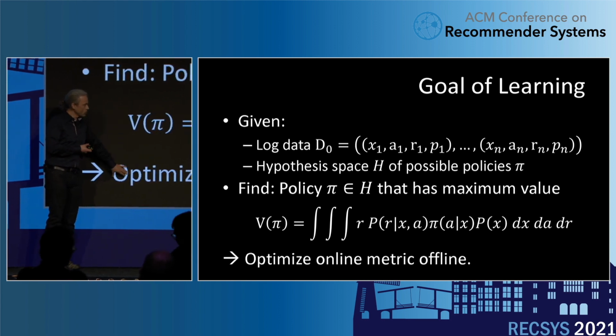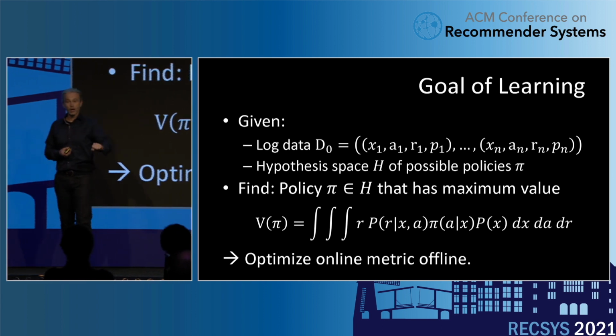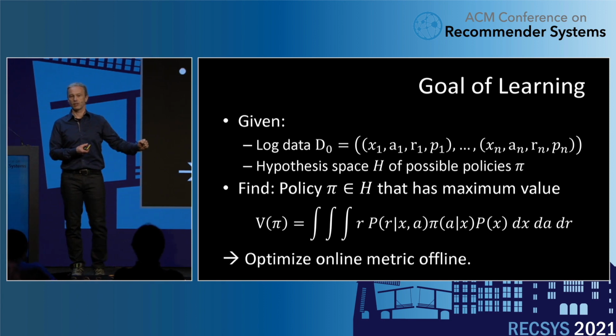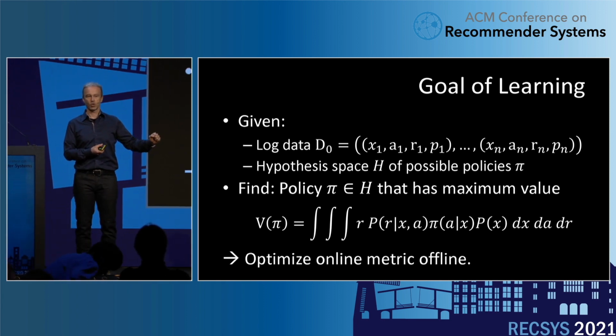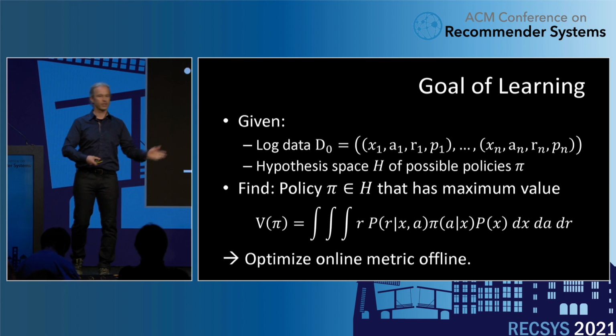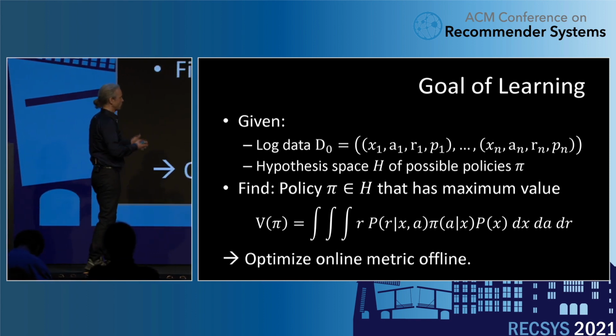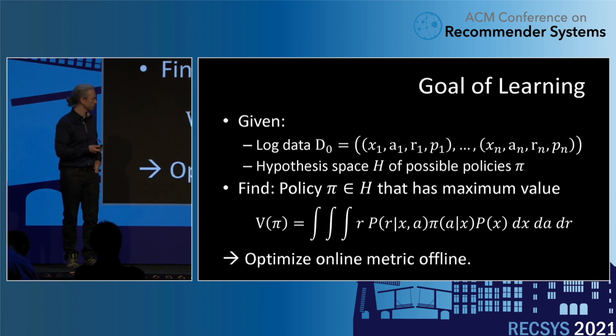So what we really want to do is optimize online performance of our policy, but we want to do it purely offline with data that we already have. Because we can do it faster, we can do cross-validation, we can do all of these good things. And then only once we've found a good policy, that's what we're going to put online.